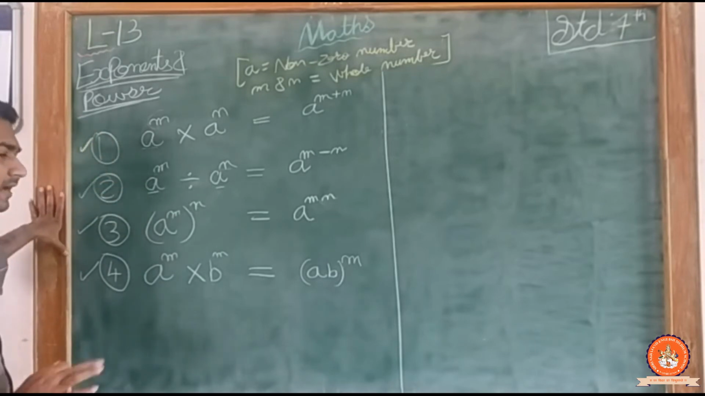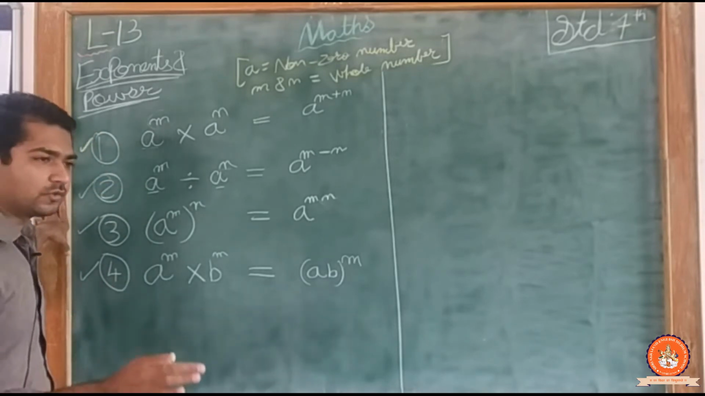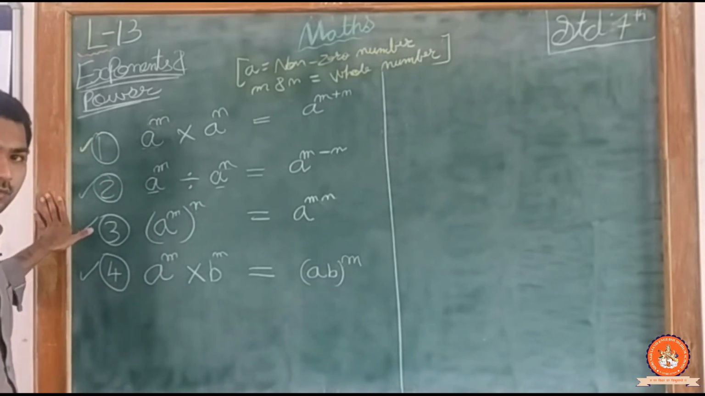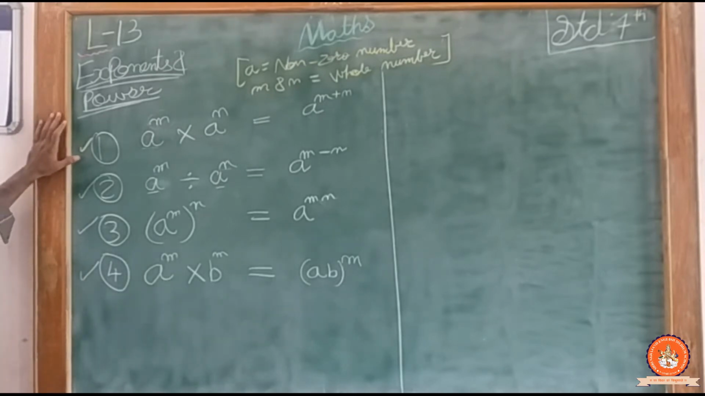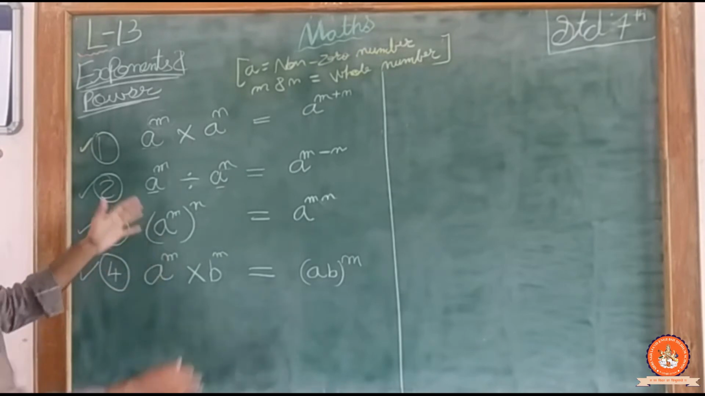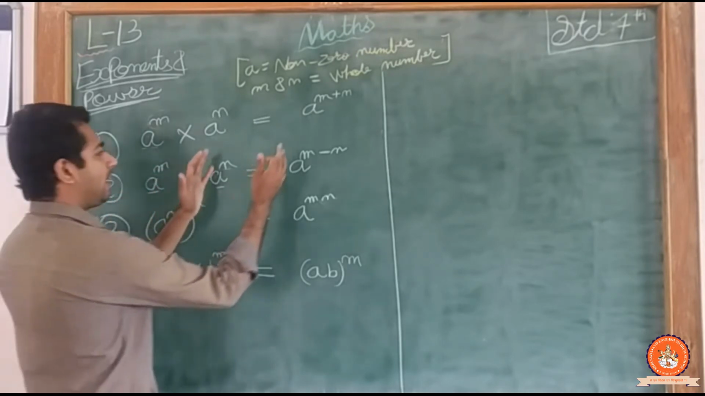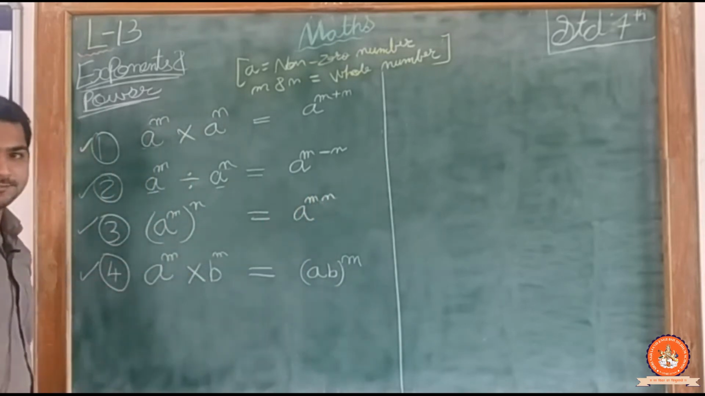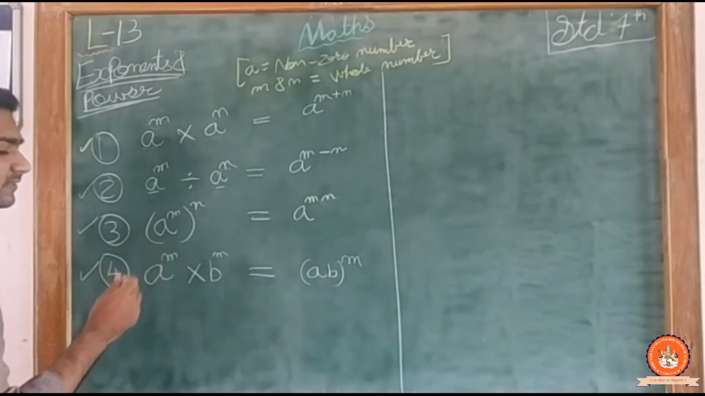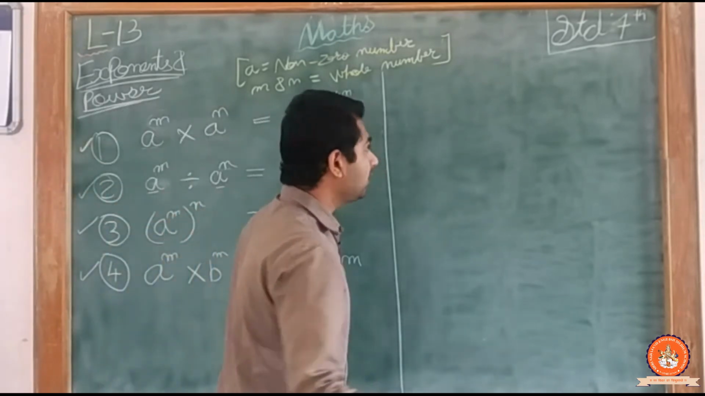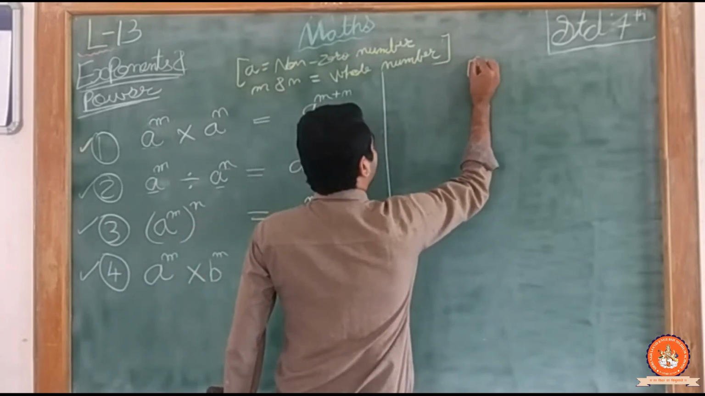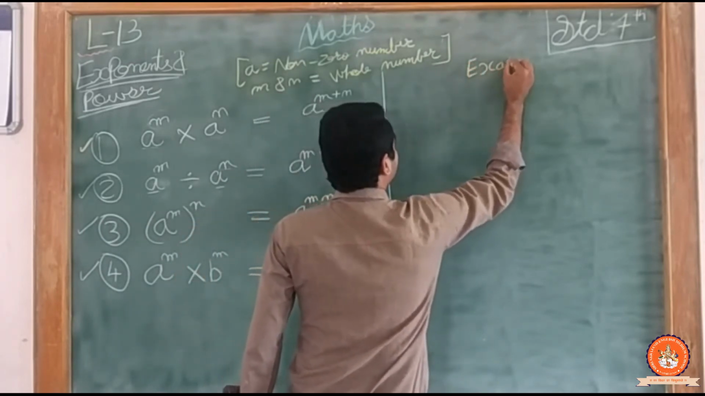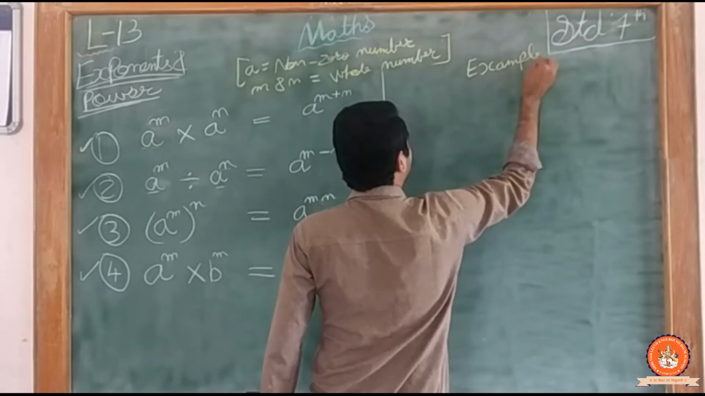So here are the 4 formulas that will be used in exercise 13.2 that you have to remember. Clear? Now how we will use these formulas, I also explained, and what comes after derivation of these formulas, I also explained. Now take some examples, so that it will be clearer to you. So here I am taking the examples.